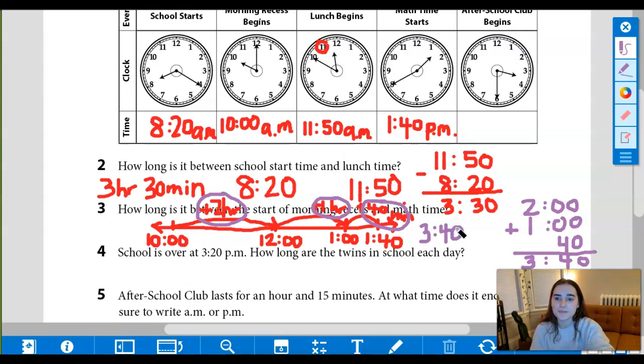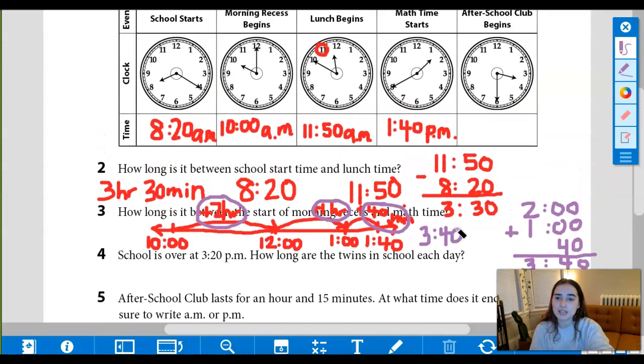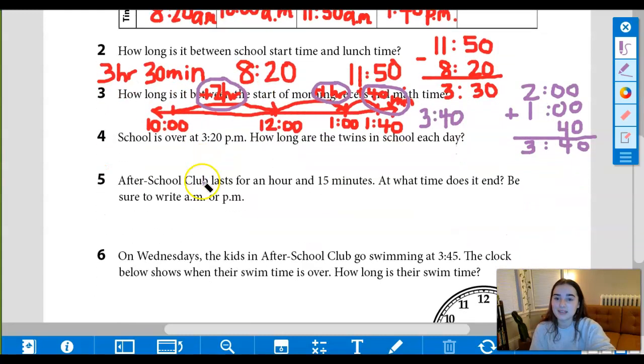Right, number 4. School is over at 3:20. How long are the twins in school each day? You're going to find the elapsed time between 8:20 and the end of school. Number 5. After school club lasts for an hour and 15 minutes. At what time does it end? Be sure to write AM or PM.